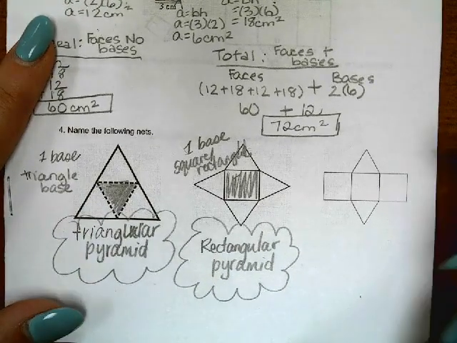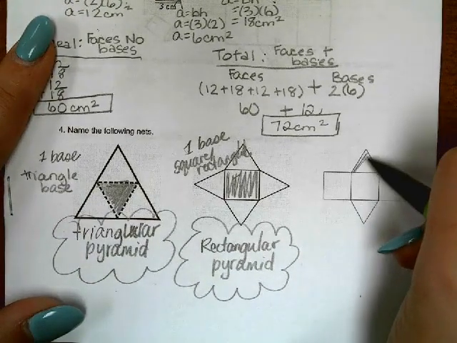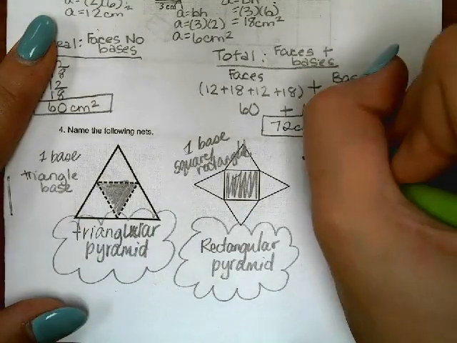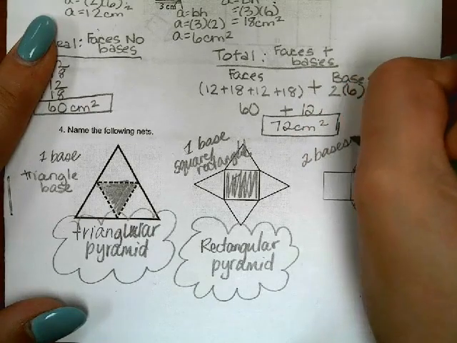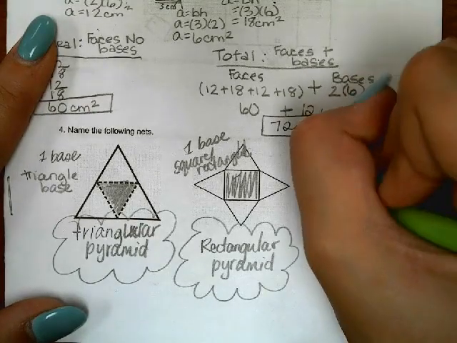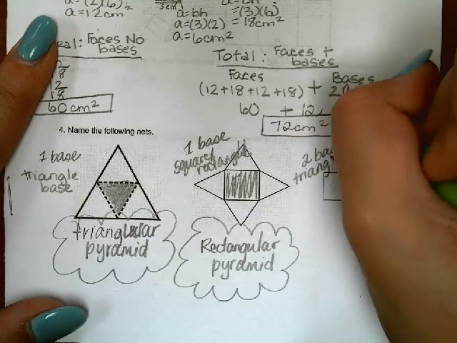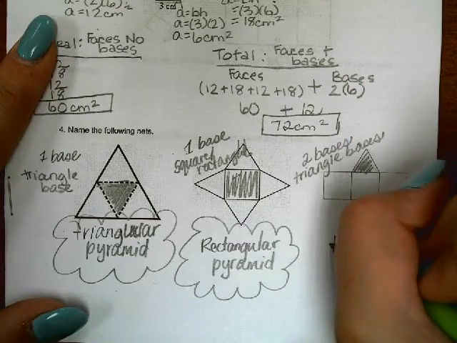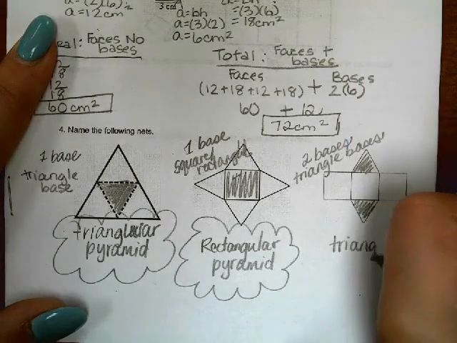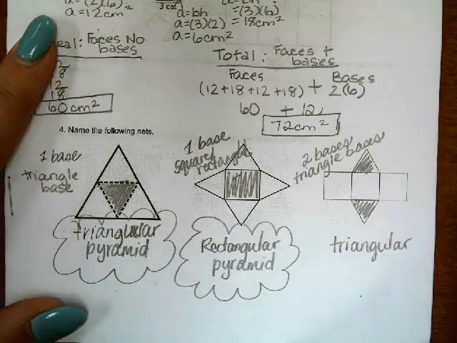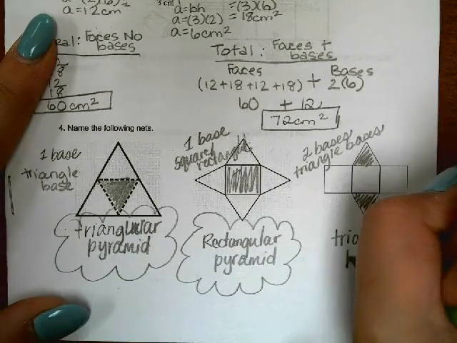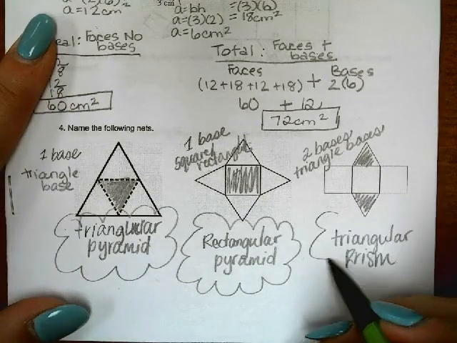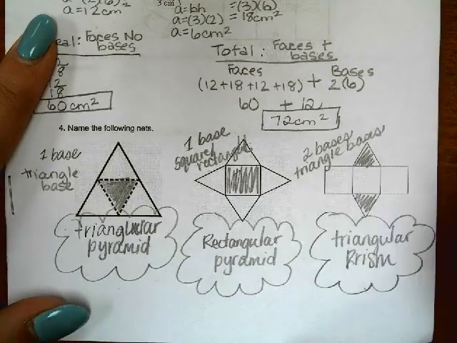And the next one. This one's a little different. This one we have two bases, and these are triangular bases. So two bases, which represents a prism. And then we have triangle bases. So it represents a triangular pyramid. Oh, excuse me, I'm so sorry. Triangular prism. I got ahead of myself. Two bases means prism. My apologies.